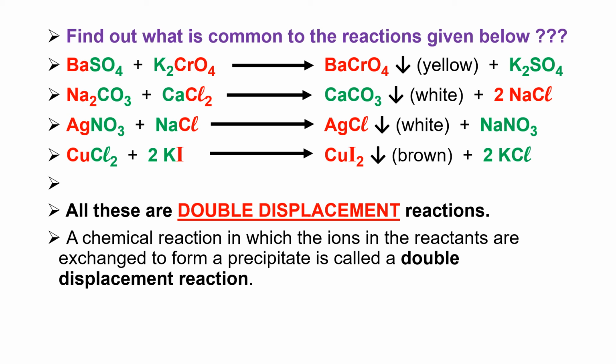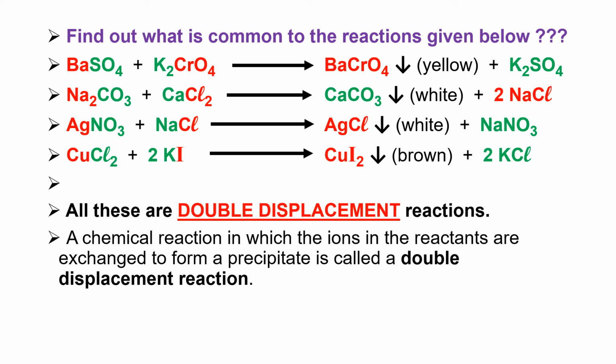So what is a double displacement? A chemical reaction in which the ions in the reactants are exchanged to form a precipitate is called a double displacement reaction. As you can see in all these reactions, there is a precipitate formed. That's why you can see the downward arrow. Remember when we were learning the steps for writing a chemical equation, we saw that whenever there's a precipitate, we show it by a downward arrow sign. That is one rule for writing a chemical equation.